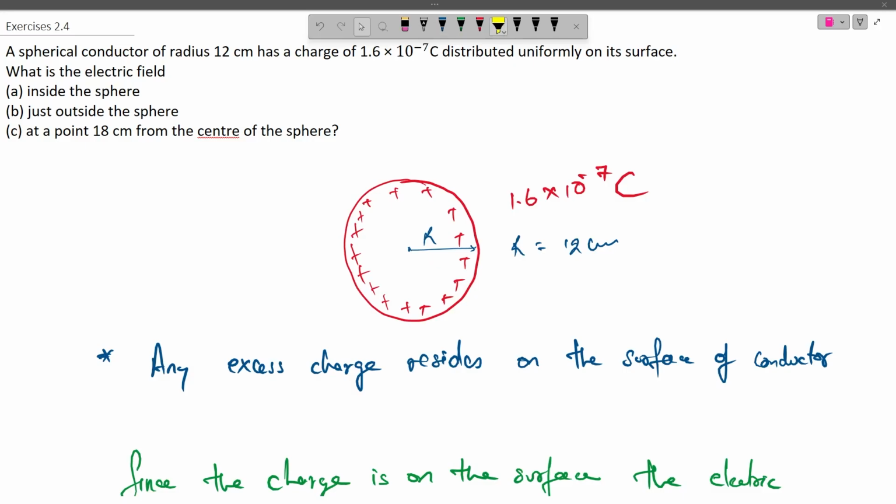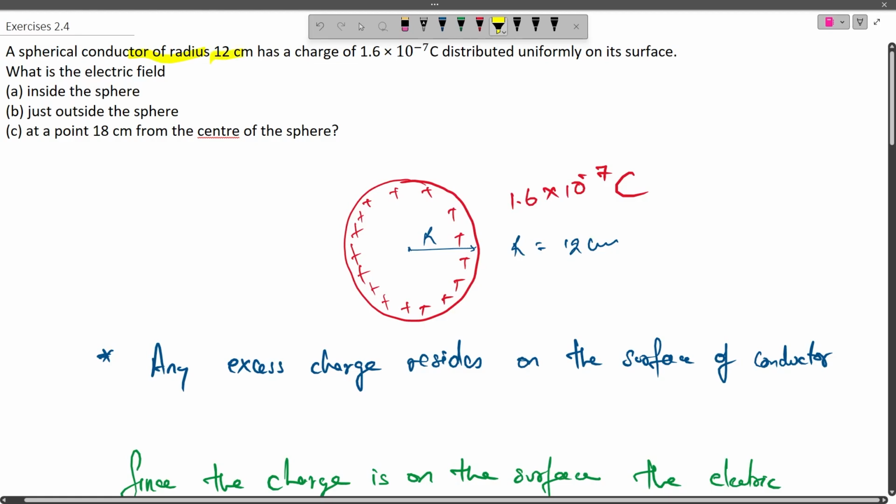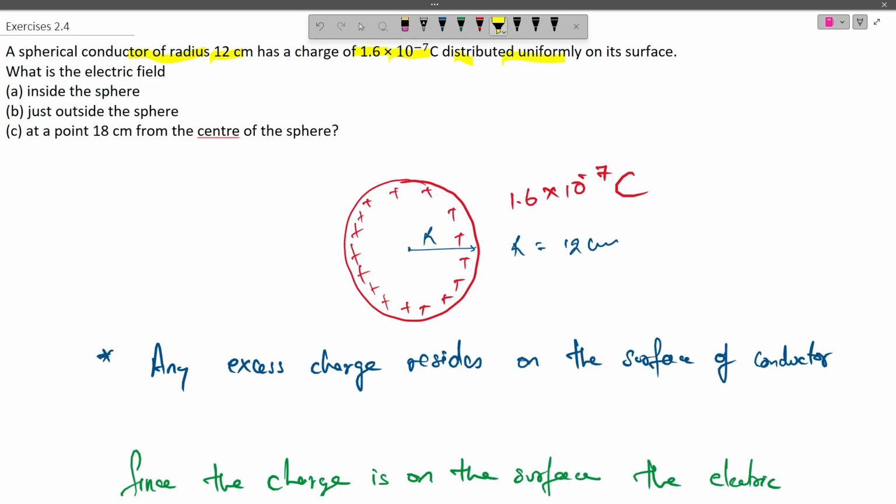The question says that a spherical conductor of radius 12 cm has a charge of 1.6 × 10^-7 coulomb distributed uniformly on its surface. What is the electric field inside the sphere, just outside the sphere, and at the point 18 cm from the center of the sphere?